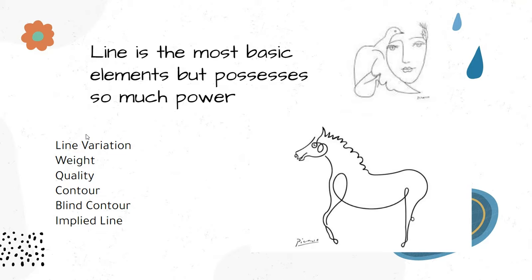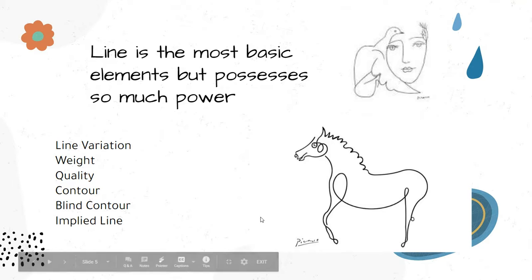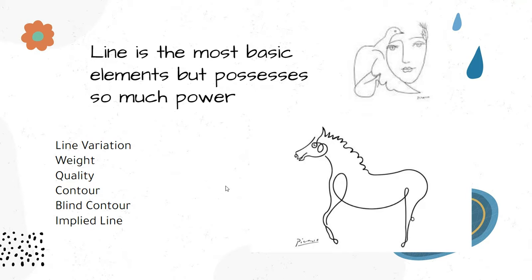Now, line is the most basic element, but it also is the most powerful. Most every art piece is going to have a version of line to it. There are very few artists who have created totally without line. Picasso is a great example. His sketchbook entries here are very linear. When we talk about line in the next couple weeks, we are going to cover line variation, the weight of a line, quality, contour, blind contour, and then what it means to be an implied line.